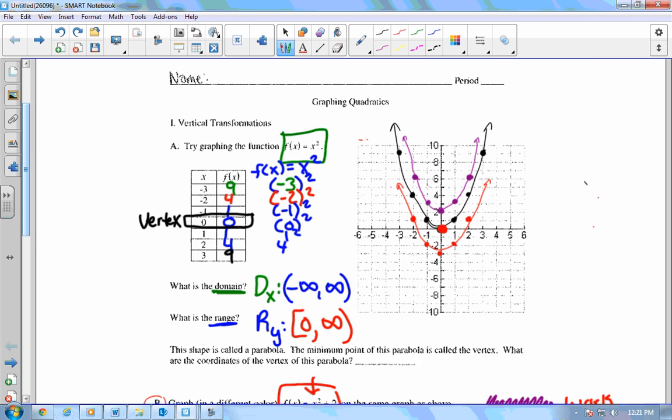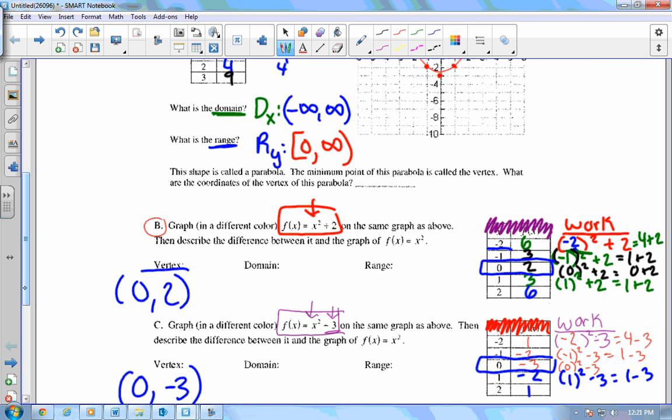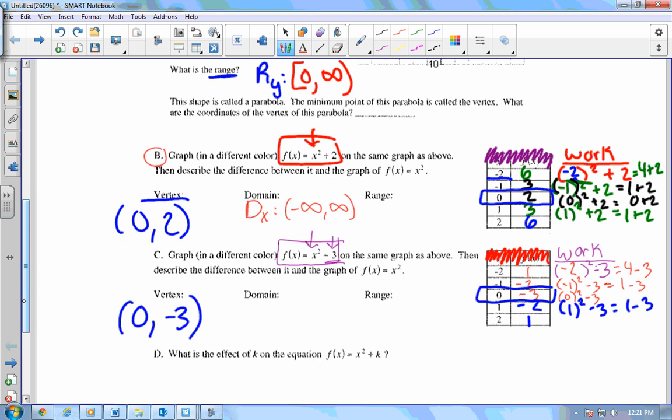So the domain for B is the same thing. So are all of the domains going to always be like this for parabolas? Yeah, they're always going to go from negative infinity to positive infinity. So we can throw that one in on C as well. The range changes though, so the range you have to be careful on. Domain will always be negative infinity to positive infinity.